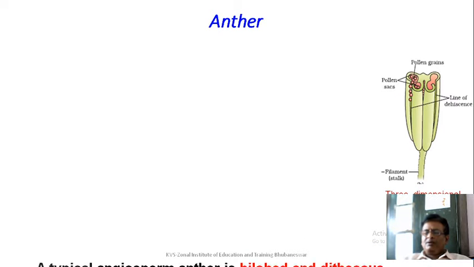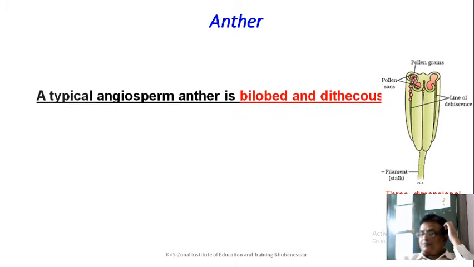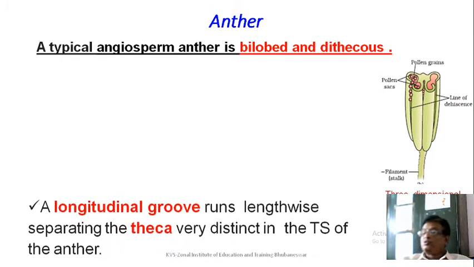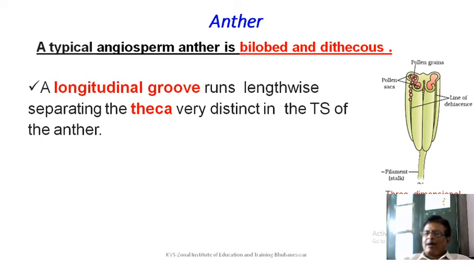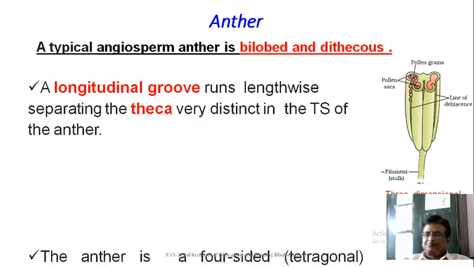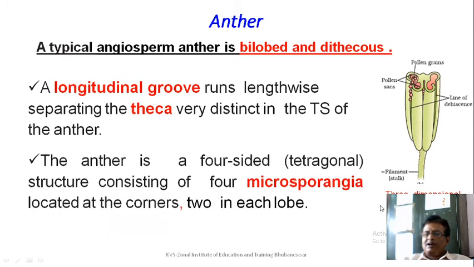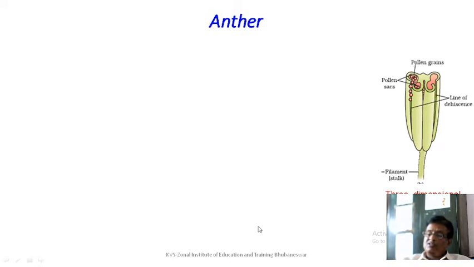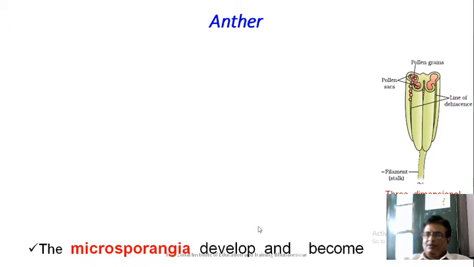The number of anthers varies from flower to flower. A typical anther is bilobed and dithecous. You need to know about these 2 terms. Bilobed means 2 lobes and dithecous means there are 4 lobes. Theca means cover. There is a longitudinal groove that runs the entire length, and it has a 4-sided tetragonal structure consisting of 4 microsporangia which are located at the 4 corners.